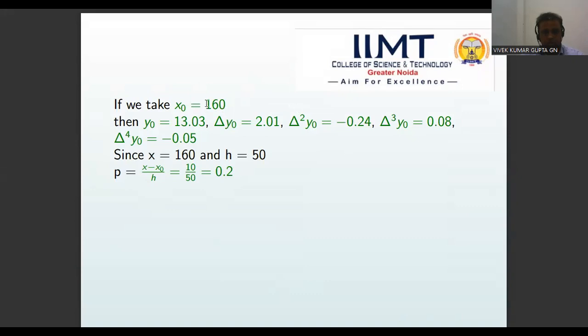So either here a missing value is 150, not 160. Okay, so it is a typing error. So x naught will be 150 and x is equal to 160. Then we will find the value of p.